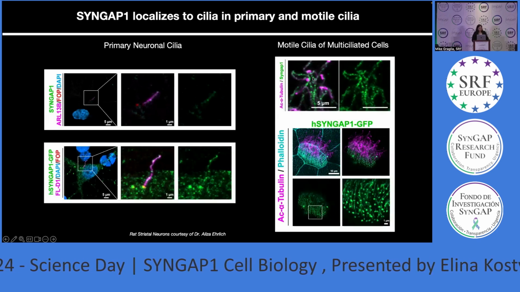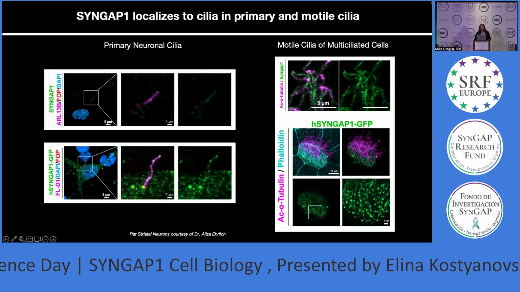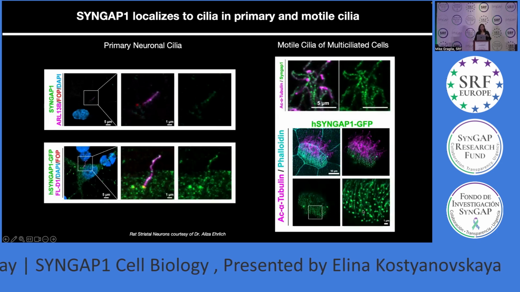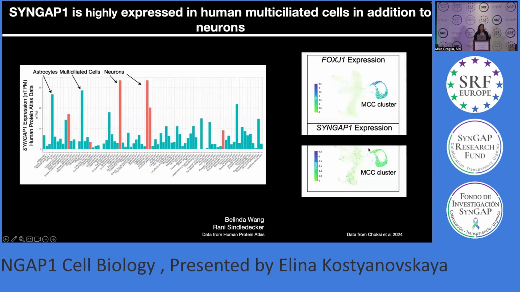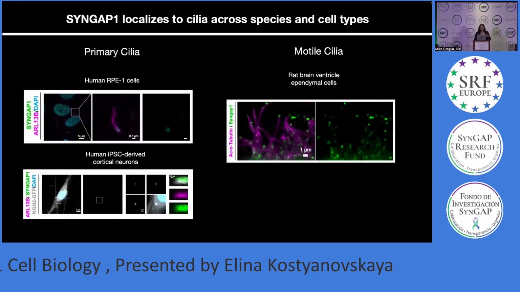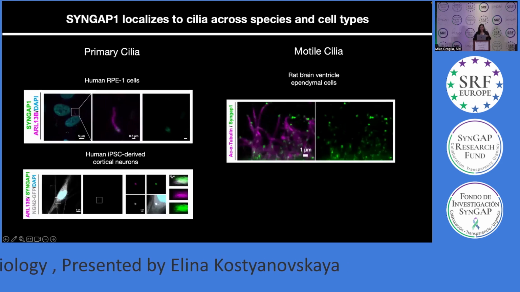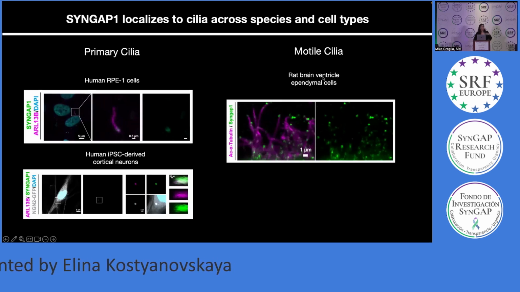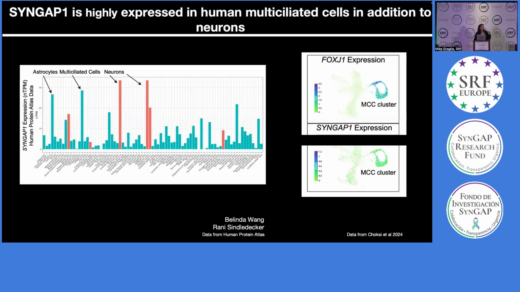So I also localized endogenous SYNGAP1 to the primary cilia of human retinal pigment epithelial cells and to iPSC-derived cortical neurons, as well as motile cilia endogenously in the ependymal cells of the rat brain. So these are the cells that beat and are thought to move cerebrospinal fluid. So you have SYNGAP1 expressed in primary cilia and motile cilia across cell types and across species. And in terms of humans, we actually find that it's almost as highly expressed in multiciliated cells as it is in neurons.